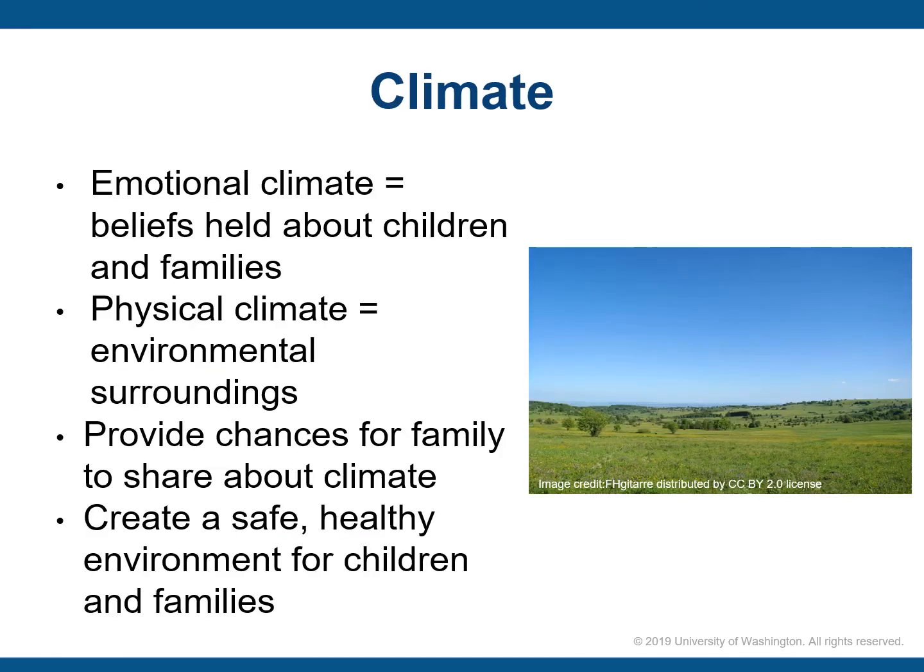Climate is another characteristic that influences a family's day-to-day functioning and operations. The economic status of a family does not determine its climate. It is both the emotional and physical environment of the family. Emotional climate is about beliefs held about children and families. Physical climate is the actual environmental surroundings.